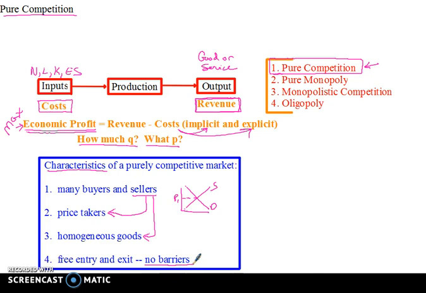So what might be an example of this? Maybe a fruit and vegetable industry might be. First let me say this: in the real world, there is no truly free entry and exit. In any market, there's going to be some cost to entering. But what's an example of a market that gets close to free entry and exit?